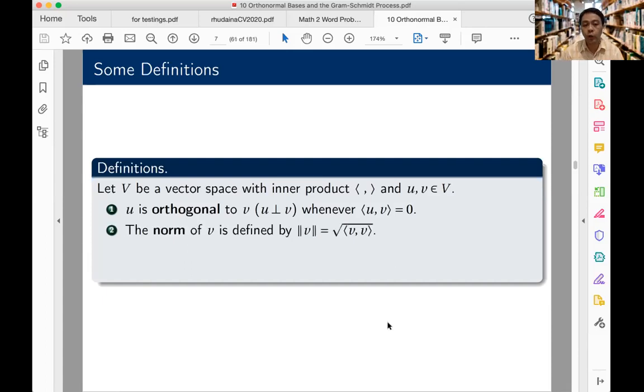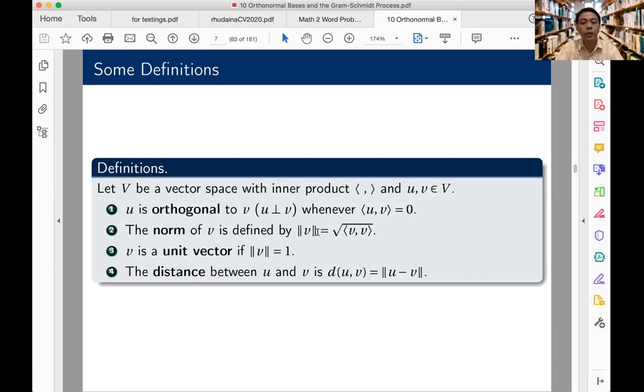Secondly, we define the norm. Some use the term magnitude, but the proper term is the norm. The norm of V is defined as the square root of the inner product of V with itself. And we use the symbol, these 2 bars here and 2 bars on the end. We say that V is a unit vector if the norm of V is 1. And lastly, the distance between 2 vectors U and V is defined to be the norm of U minus V.